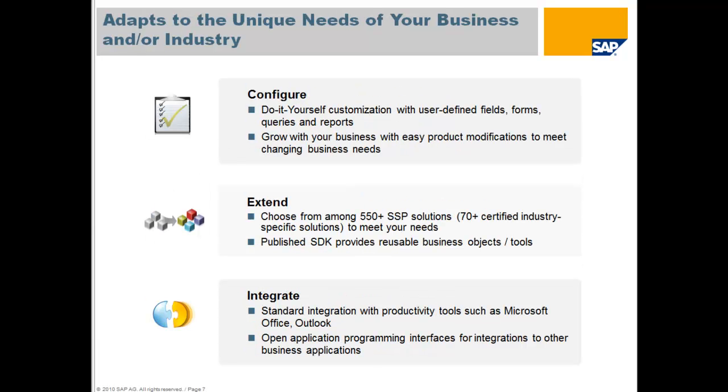One of the other things which makes Business One a great solution is the fact that it's adaptable. So what do I mean by that? With SAP Business One, we are delivering fundamentally an off-the-shelf package with pre-configured content in it, with pre-configured business processes, but it can also be extended. You can do additional configuration with do-it-yourself customization, with user-defined fields, forms, queries, and reports. You can make product modifications without writing code by using formatted searches in the software.